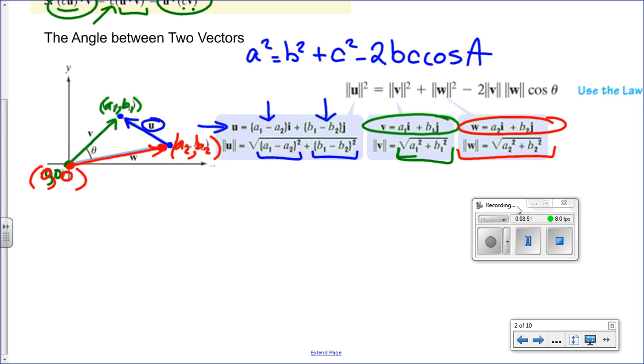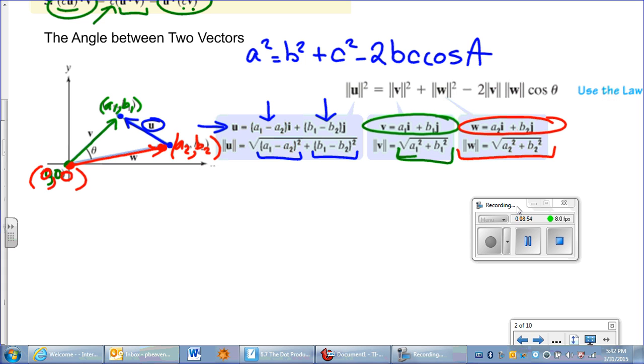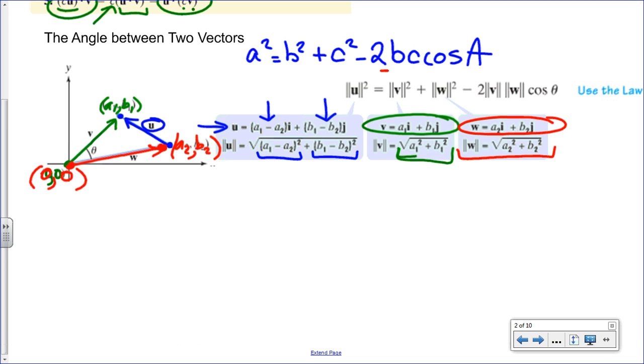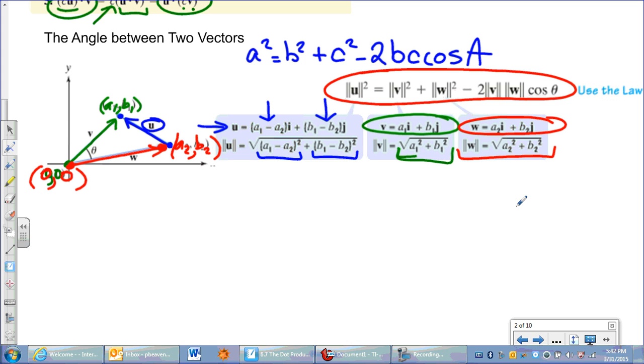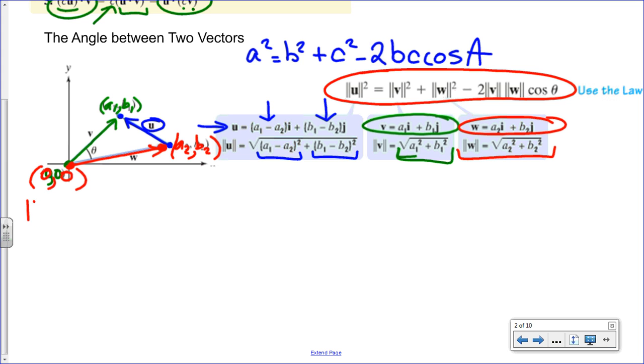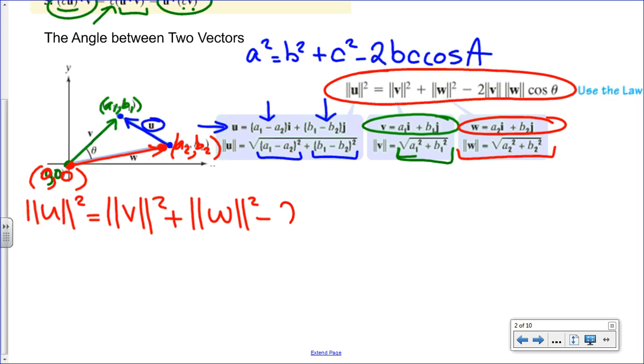Okay, so now what I'm going to do next is use those statements, and we're going to use the formula that we have here. So I'm going to go ahead and write it down first. That will be the magnitude of vector u squared is equal to the magnitude of vector b squared plus the magnitude of vector w squared minus 2 times the magnitude of b times the magnitude of w times the cosine of theta.